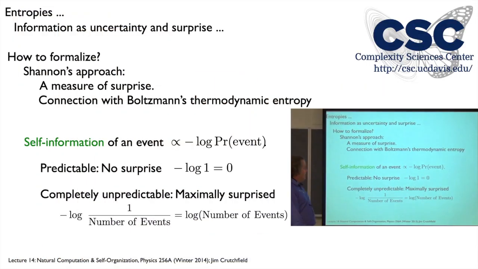Okay, so much for the history lesson. Down to some definitions. How are we going to formalize this? Shannon just says, I declare, or I'm arguing in the first few pages of the preface, that information is a measure of surprise, of how uncertain something is.